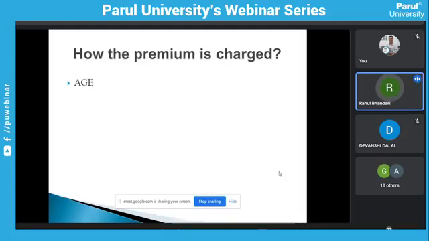Number one is age. On the basis of age, we charge a premium. I will explain it with an example. Let's assume two customers visit an insurance company, Mr. Jay and Mr. Himanshu, and both want to buy a life insurance policy of rupees 50 lakhs. For the same policy, Mr. Jay is paying a premium of rupees 10,000, and Mr. Himanshu is paying a premium of rupees 5,000.